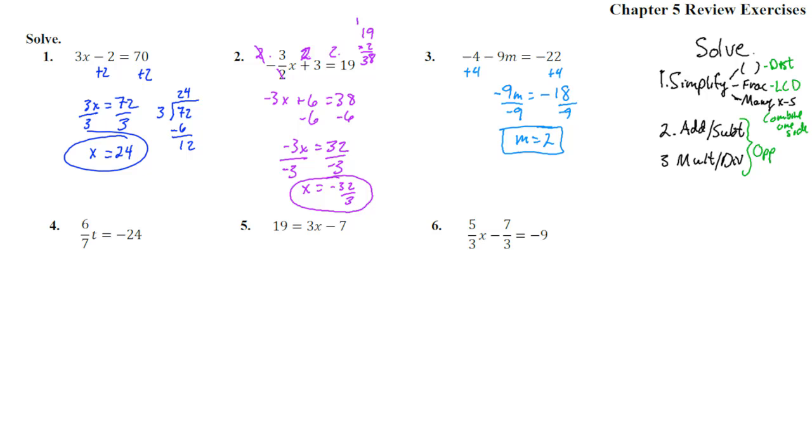Okay, number 4. Do we have any parentheses? No. Do we have any fractions? Yes. Let's multiply through by the 7. And we have 6t equals 7 times 24. 24 times 7. 7 times 4 is 28. Carry a 2. 7 times 2 is 14. Plus 2 is 16. So that's negative 168. Positive times negative. And then divide by 6. Divide by 6.